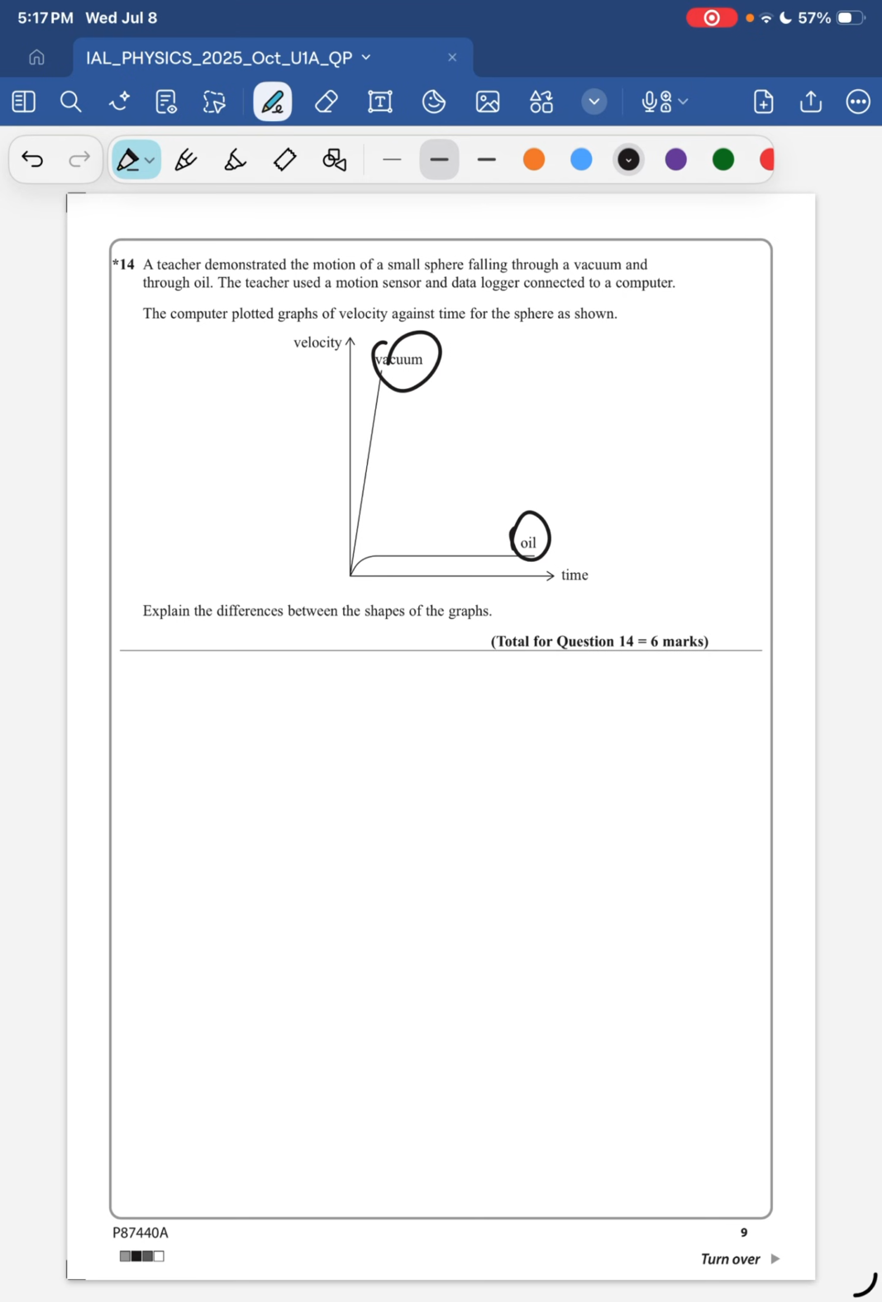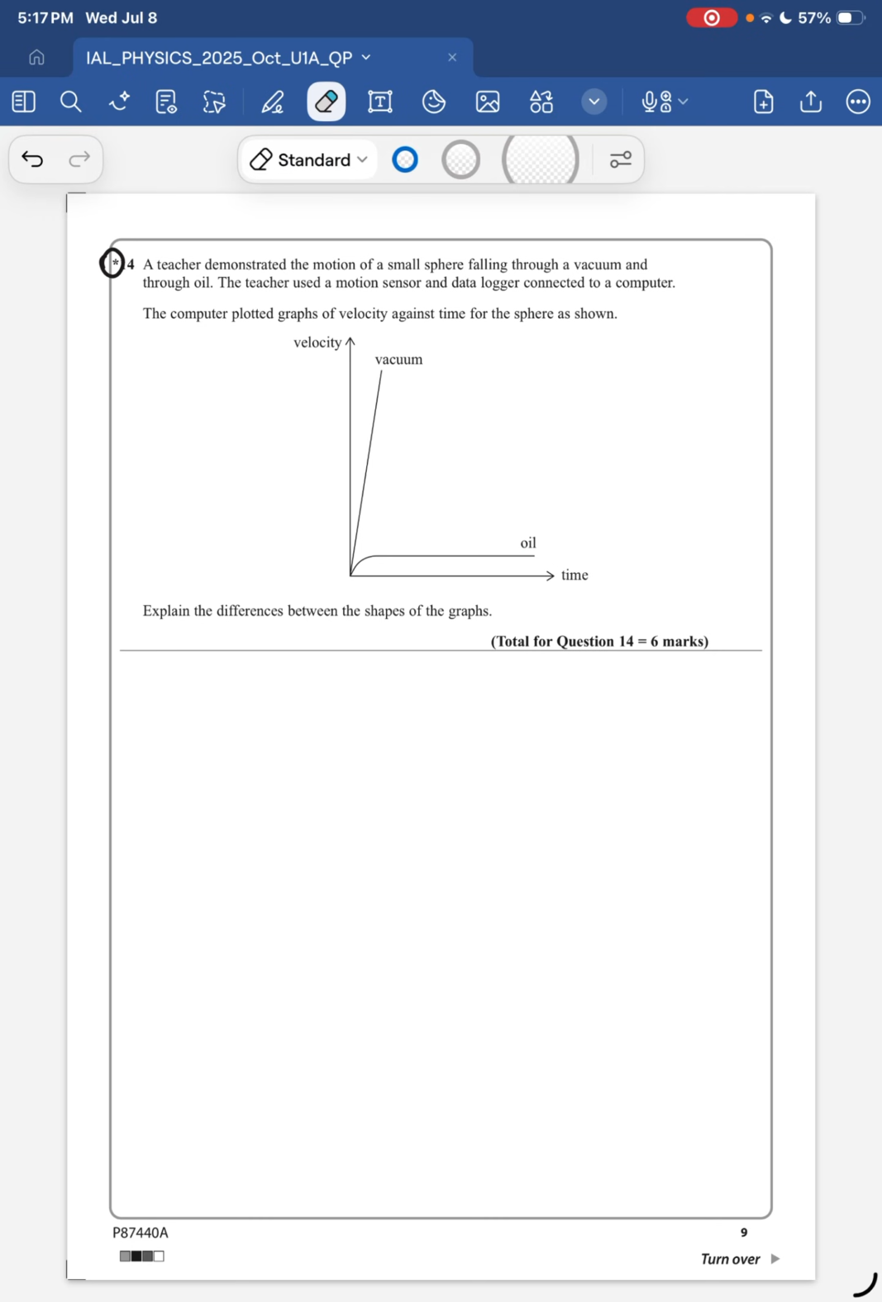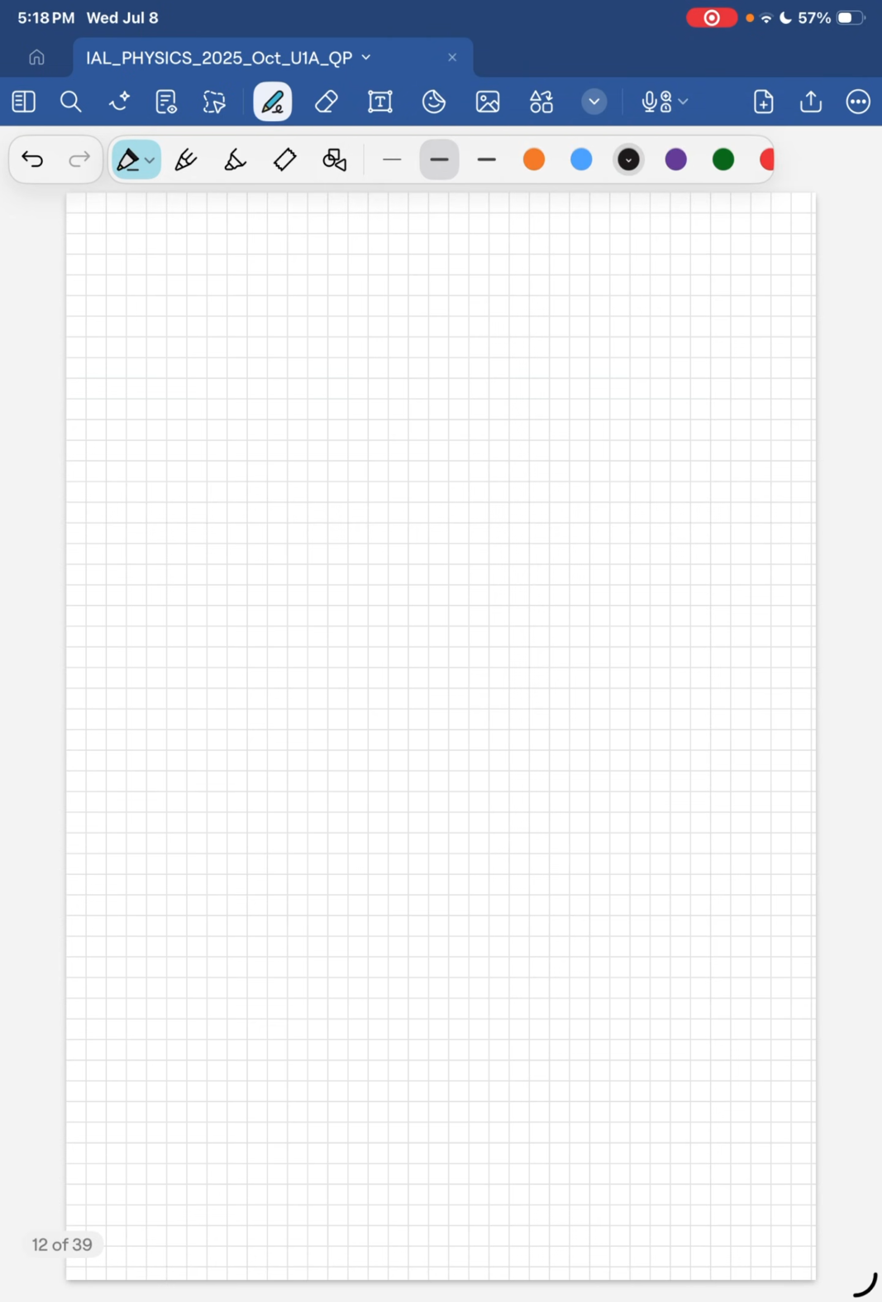And by the way, this is an extended answer, a long writing answer, because of the asterisk, I mean. So these questions usually are worth 6 marks, and you have to provide about 5 to 7 sentences to describe them. So anyway, explain the differences between the shapes of the graphs. So let's go to the back.